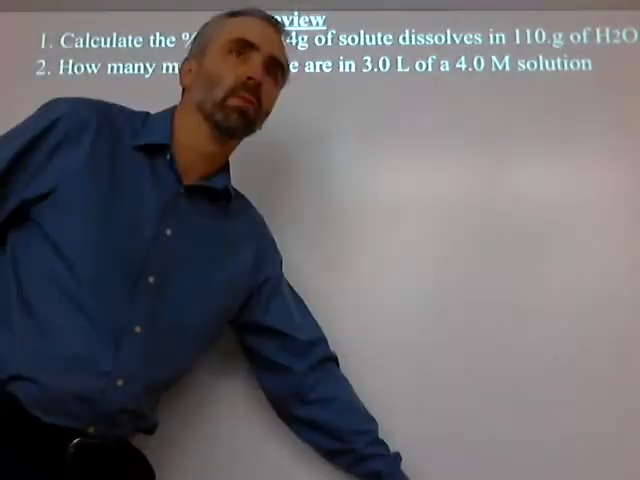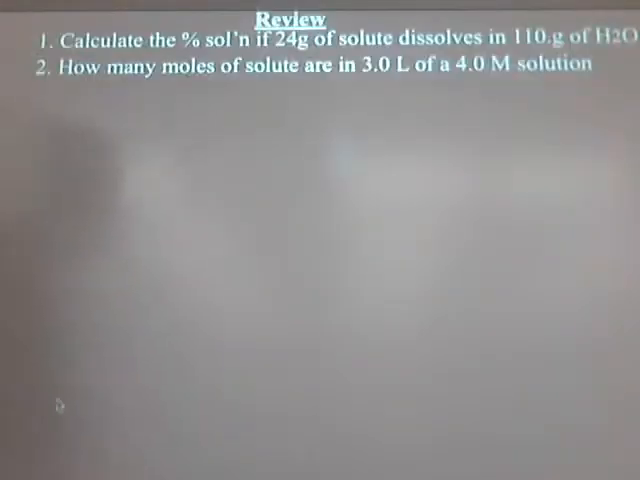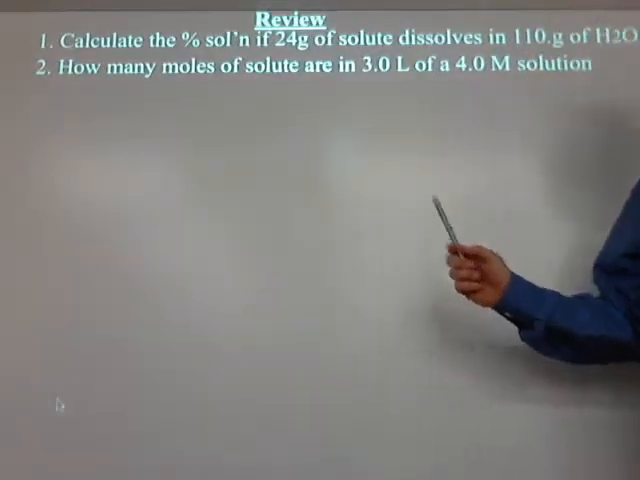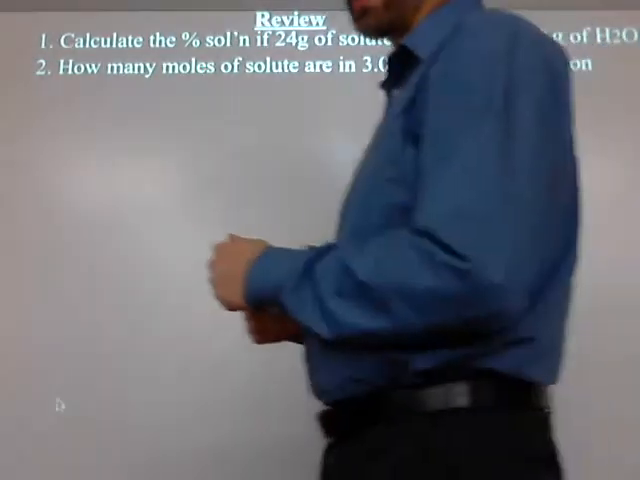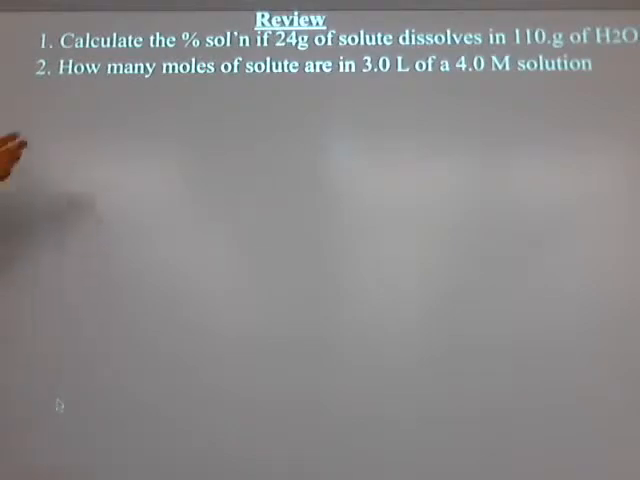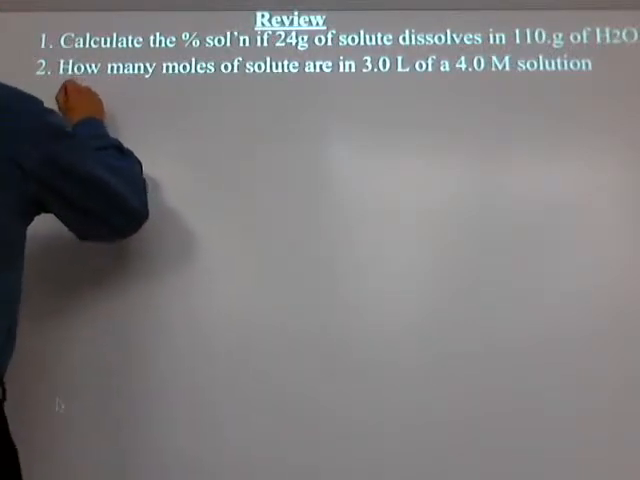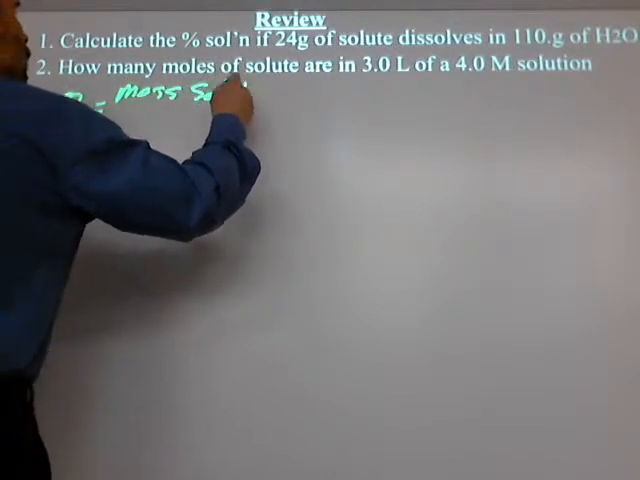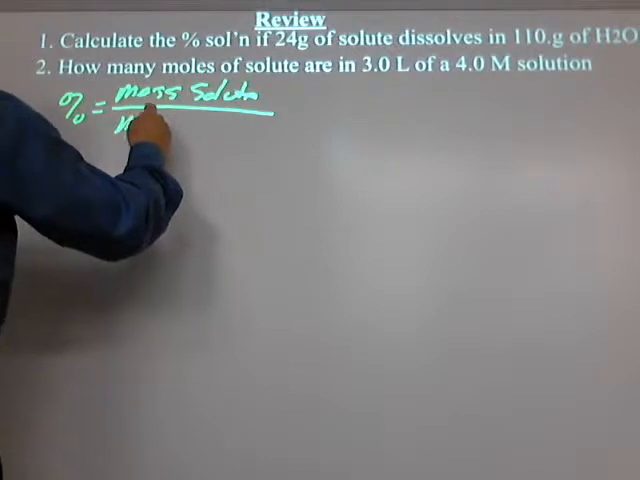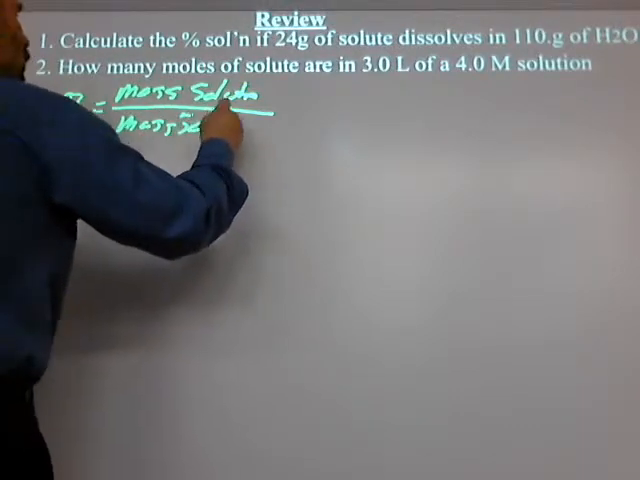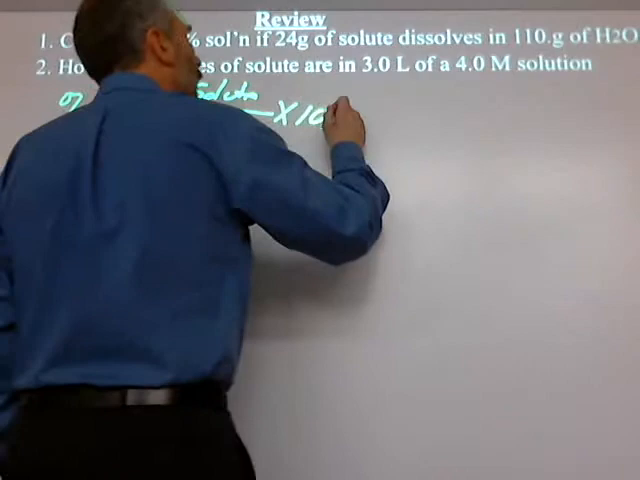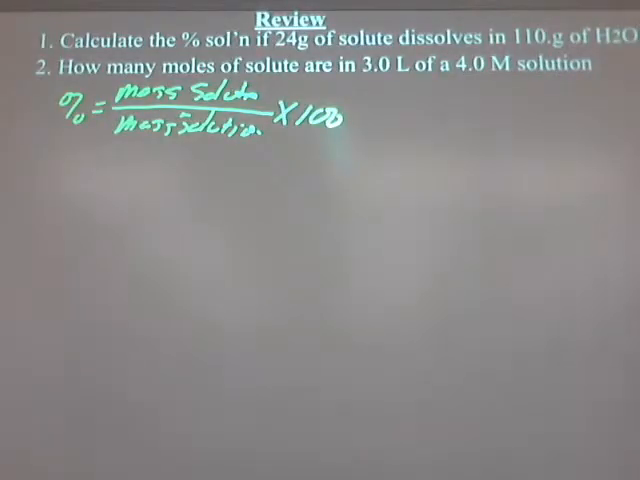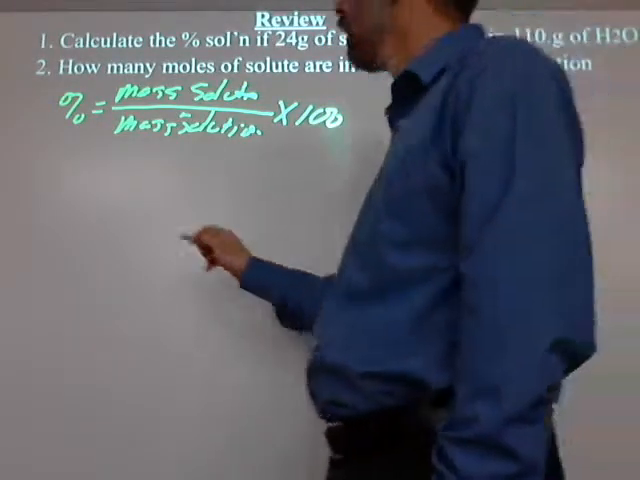Okay, first two. Calculating percent solution. I could ask it several ways, but the way I asked this one was, given the grams of solute and the grams of solvent, can you calculate the percent solution? Here's what you should have done. You're going to need to show me the work. Percent solution equals mass of solute over mass of solution. And it's key that it's the solution, not the solvent, and then times 100. Part over the whole times 100, like we all have seen before.